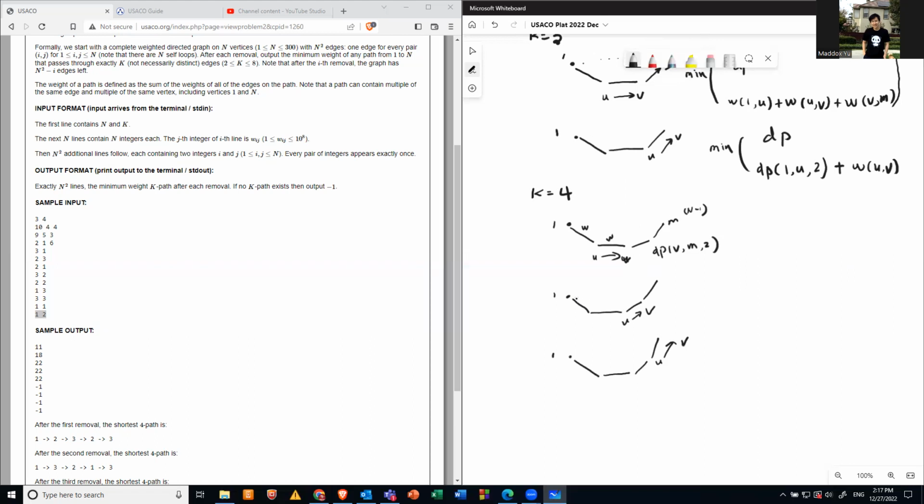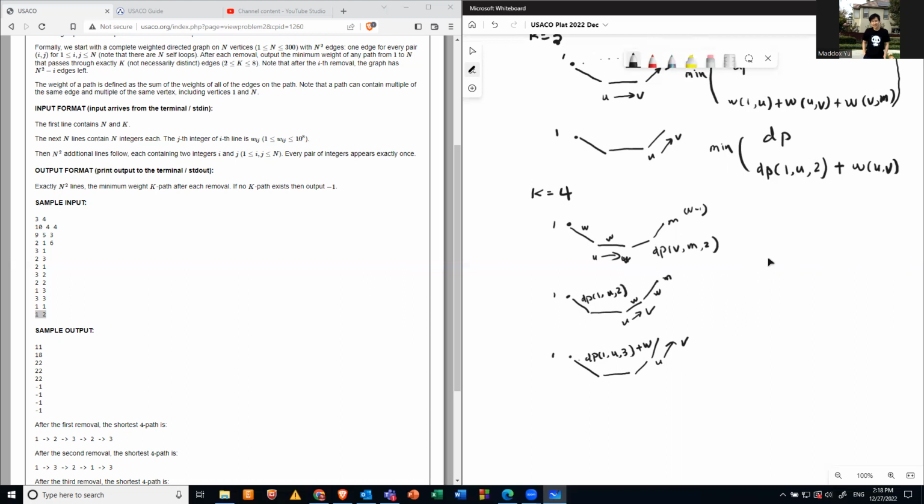In this case, from here to here is dp of 1 to U with weight of 2. Then this is the weight, and this is another weight. That's the endpoint, the one that is connected to you. Then from here it is dp of 1 to U with weight of 3, plus this weight. The minimum of those. So that's all 4 cases.